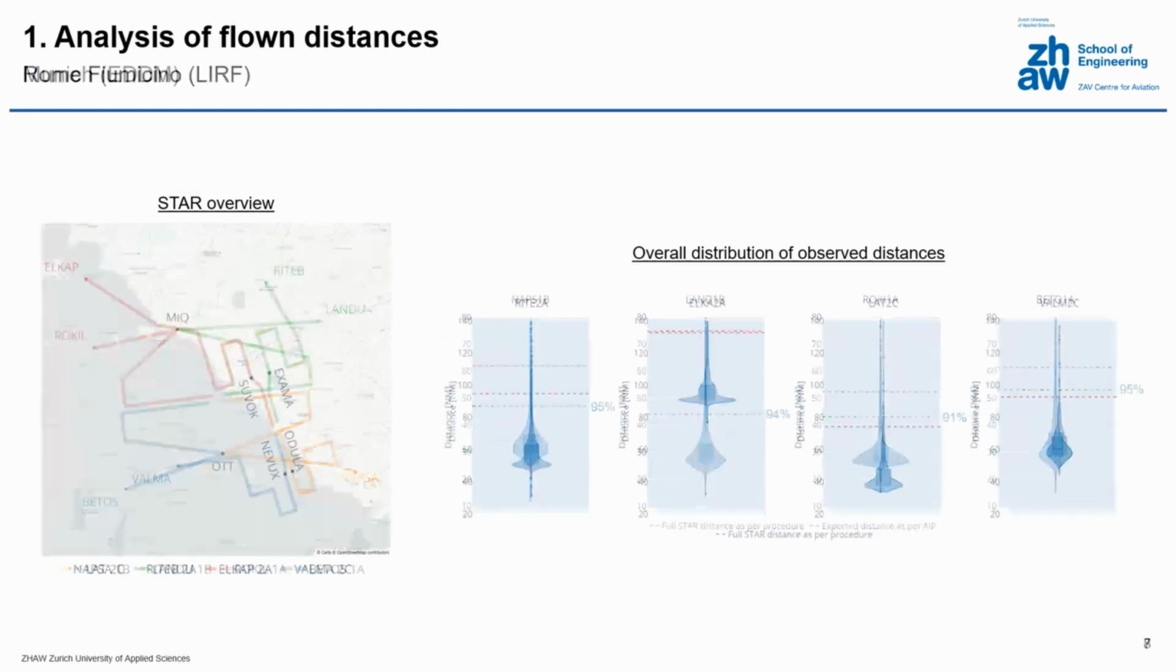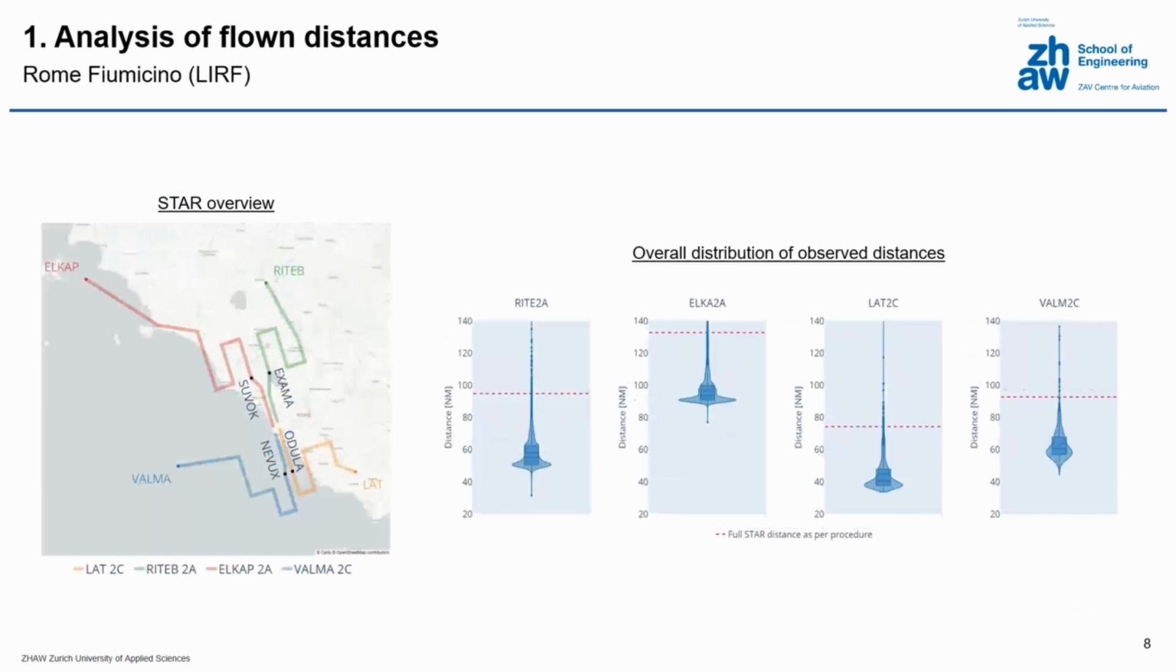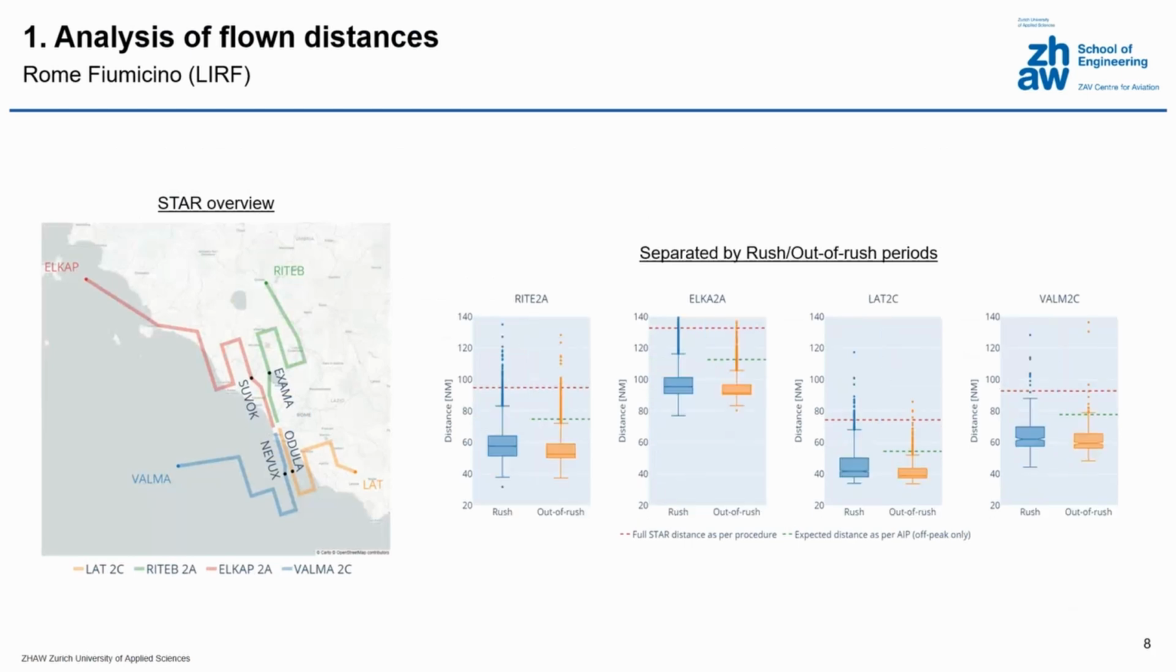And then 3rd and final airport, we have Rome Fiumicino. Here again, somewhat similar overall picture with some discrepancies between the full procedure distance and the majority of observed ones. And here, of course, again, we have the published expected distances available, which are somewhat closer to the majority of the distances that we observed. But here we have to keep in mind that the expected distances are only valid during out-of-rush periods, which is why it makes a lot more sense to actually look at the data separated by this criterion. So we see here the distributions, but separated by landings that landed during rush hour periods or out-of-rush hour periods.